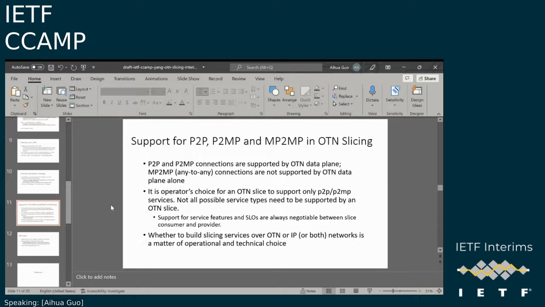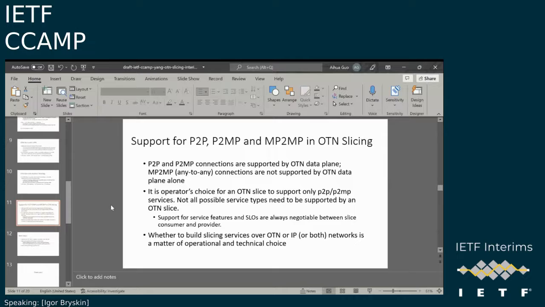Another aspect is whether to build slice services over OTN only, or over IP, or over both of the networks. I think it's a matter of operational and technical choice. Sorry, are you saying that the operator will try to map point-to-multipoint distribution onto a point-to-multipoint connection in OTN? Well, if it chooses to, yes.